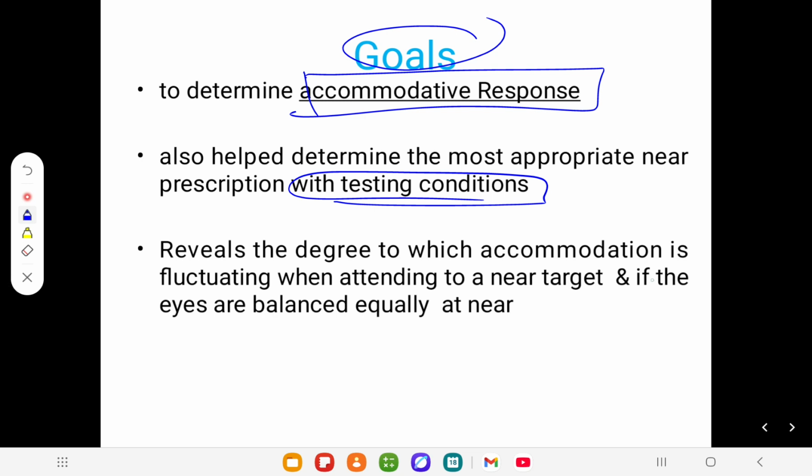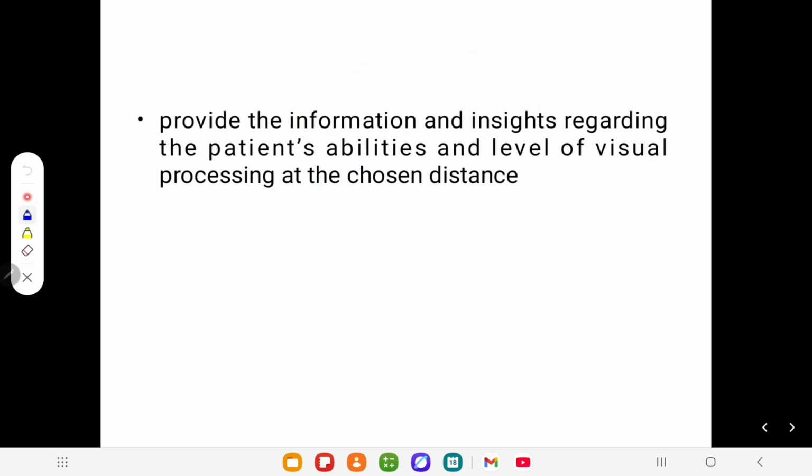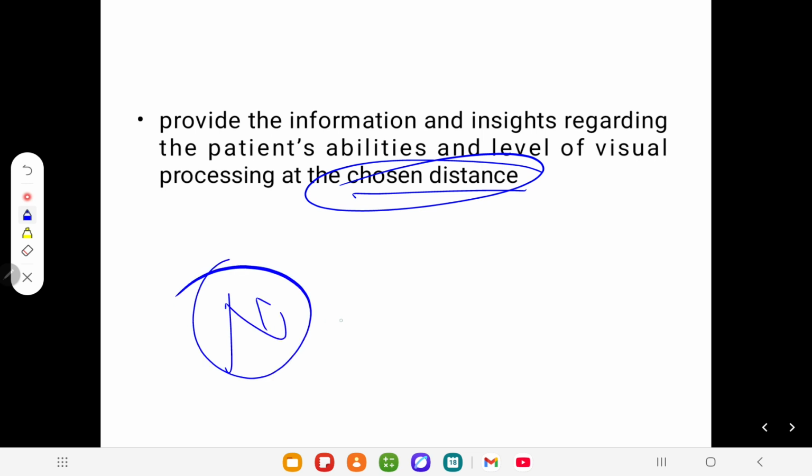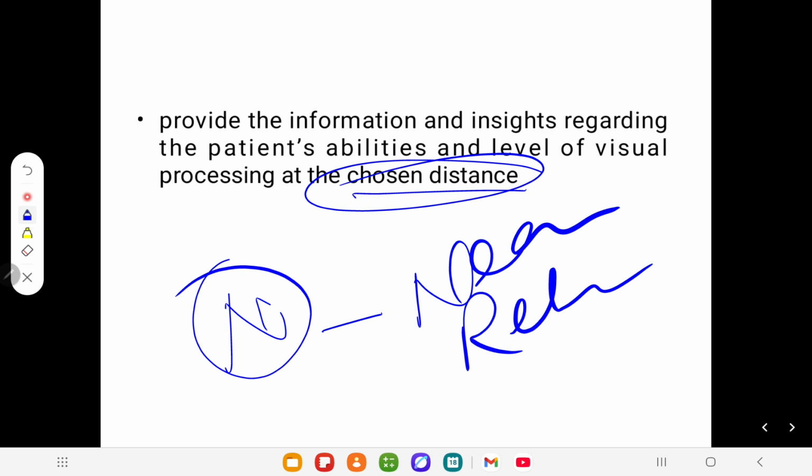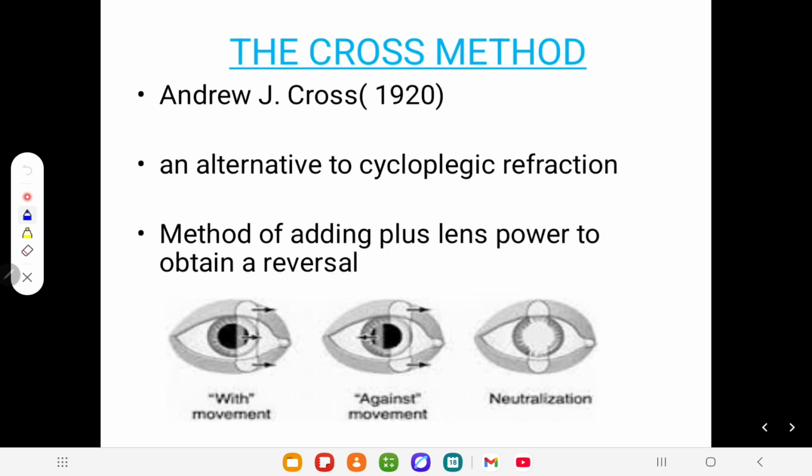It reveals the degree to which accommodation is fluctuating, isn't it? Accommodation is not at rest, it fluctuates when attending to a near target, if the eyes are balanced equally at near. So it provides information and insight regarding the patient's ability and visual processing at the chosen distance, meaning the near distance, definitely. That's why it is also called near retinoscopy: dynamic retinoscopy and near retinoscopy.